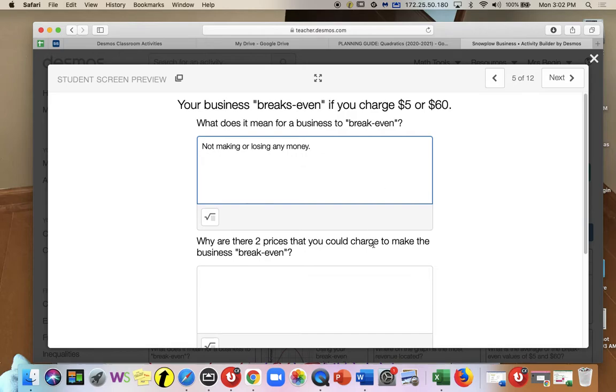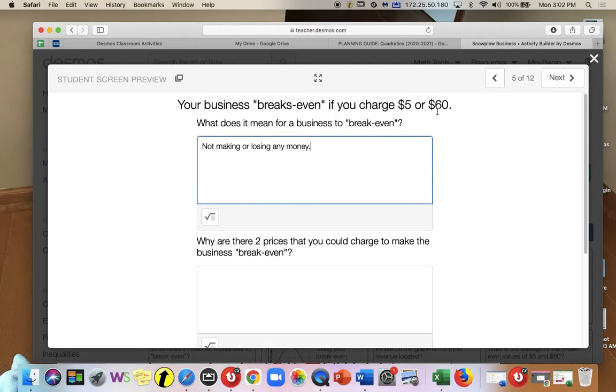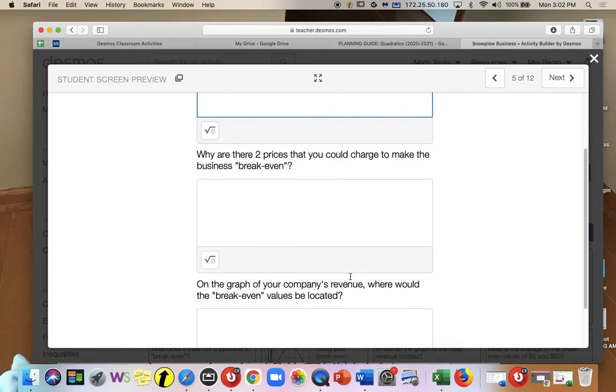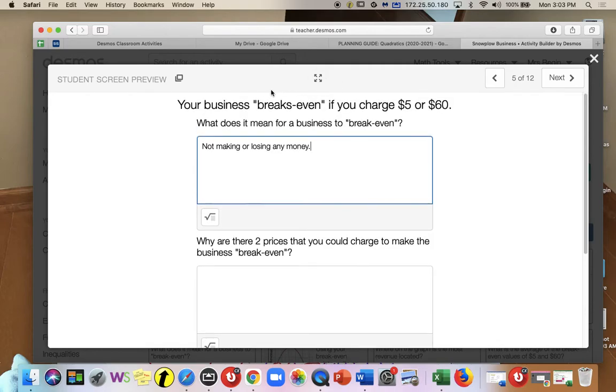Why are there 2 prices that you could charge to make the business break even? So again, I want to see what you can come up with. Why are there 2 numbers here for what we could charge to break even? On the graph of your company's revenue, where would the break even values be located? So again, what does that look like on your graph? And then we'll take a look at what it looks like for this function.